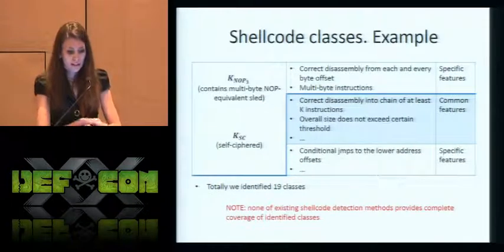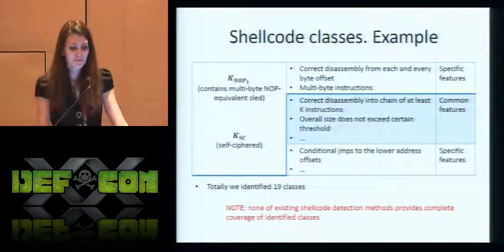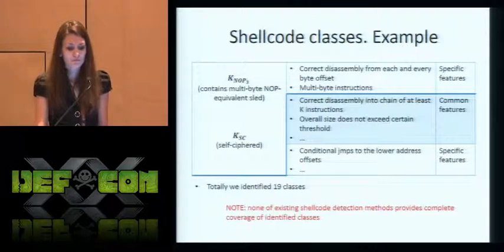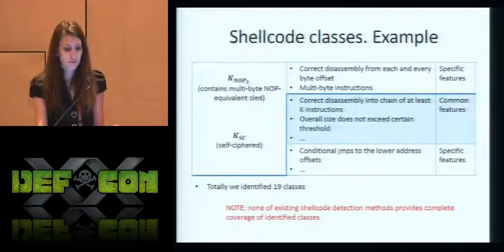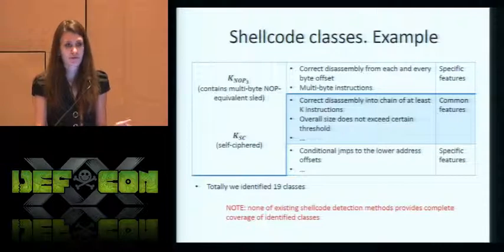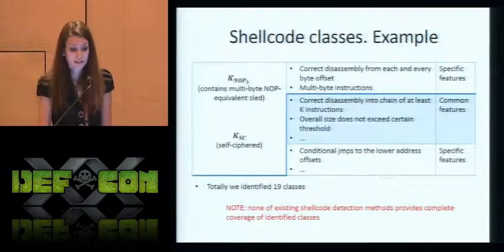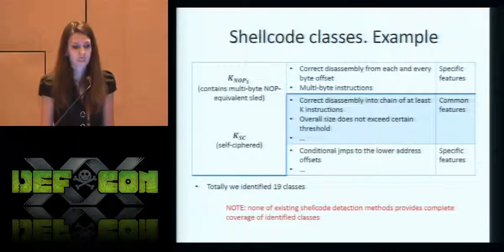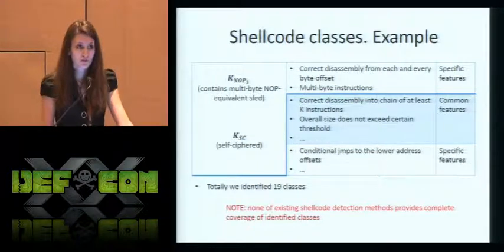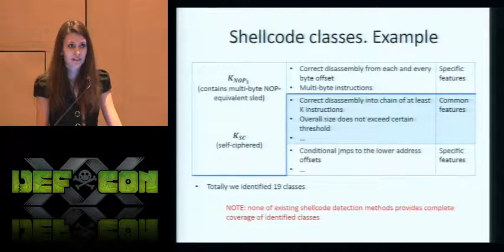Okay, here's an example of what I said in the previous slide. We could name such specific features as, for example, correct disassembly from each and every byte offset, or existence of a multi-byte instruction. And we could name such common features as, for example, correct disassembly into a chain of at least k instructions, and so on. In total, we identified 19 classes, and here's a significant remark: none of the existing shellcode methods provide complete coverage of the identified classes.